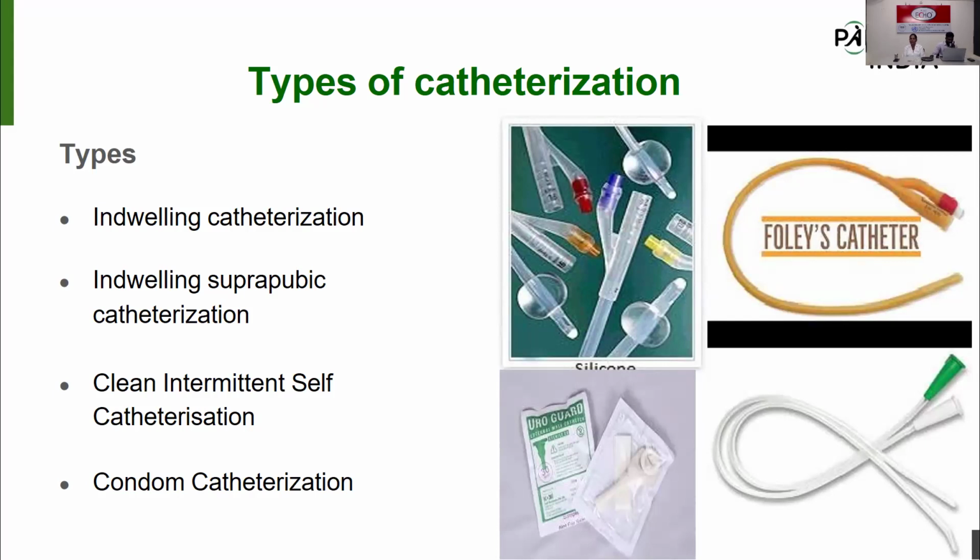And also clean intermittent self-catheterization, that is a Nelaton catheter, which is used in different sizes, 12 and 14 and so on. With clean intermittent self-catheterization, patients who are paraplegic can use it in a particular three-hourly or four-hourly manner. They can maintain their bladder pattern, right?